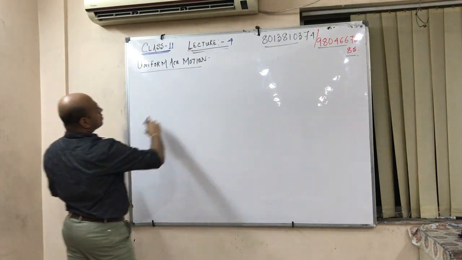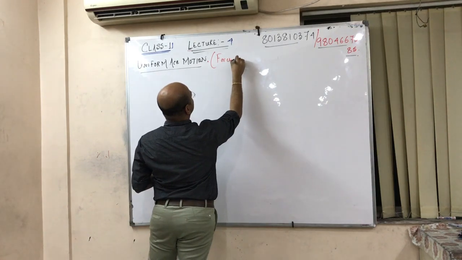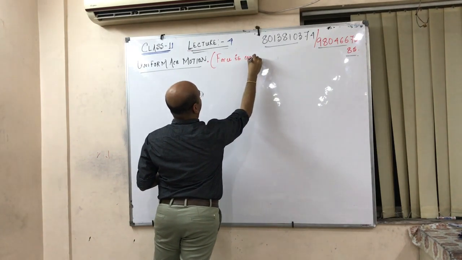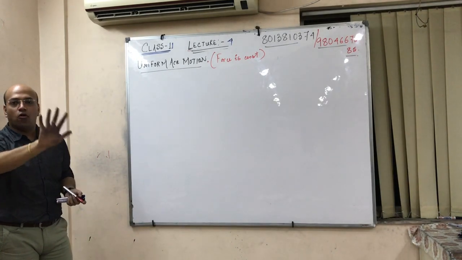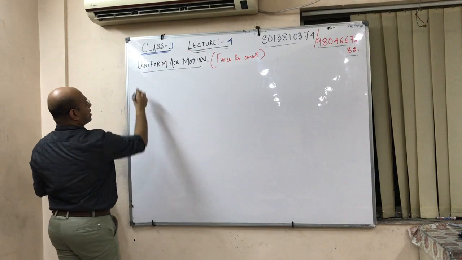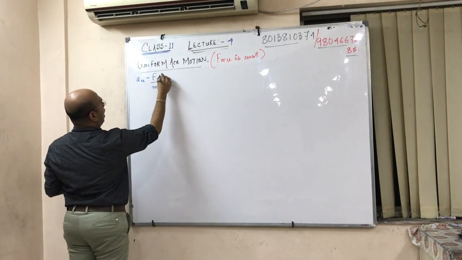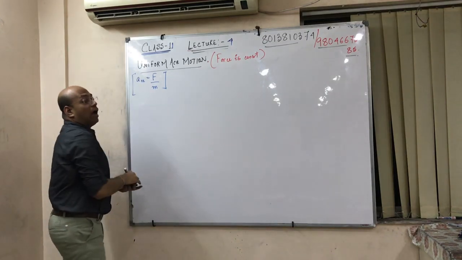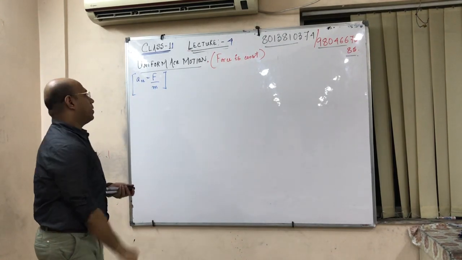Okay, so one thing for sure, uniform means force is constant. The constant magnitude of force is acting on the body, which produces a constant acceleration. So force by mass. Simple. And how to measure? We are coming on to it. By rate of change of velocity.